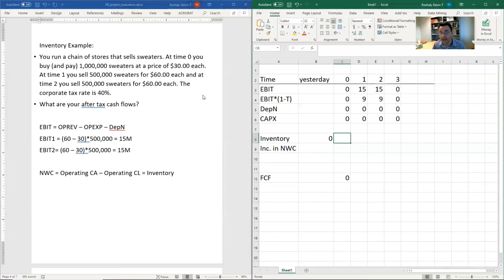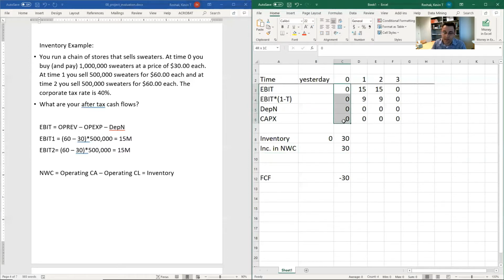What happened today? At time 0, we bought 1 million sweaters for $30 each. So that means there's $30 million in inventory today. Right when you buy it, you get $30 million worth of sweaters. So what was the increase? Well, it ended at 30 and it started at 0. So the increase today was a $30 million increase in net working capital.